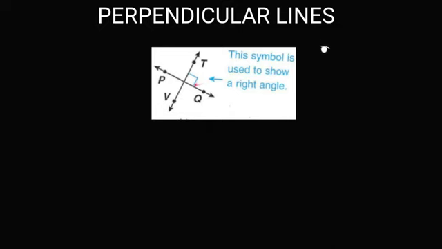and we read it this way. The line PQ is perpendicular to line TV, and this is how we write it. Line PQ is perpendicular. This shows perpendicular, a right angle right here, to line TV. Oh, I forgot to put a symbol on top. Remember the symbol of a line? Yes, that's it. Line PQ is perpendicular to line TV.